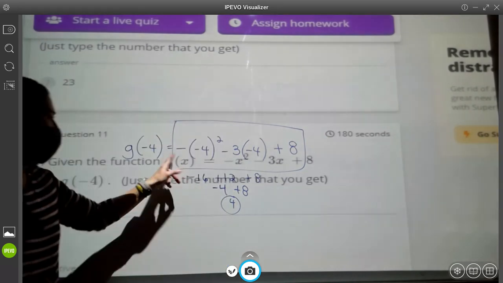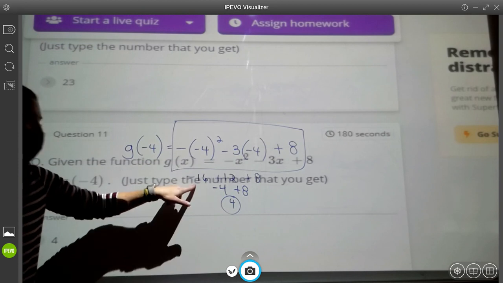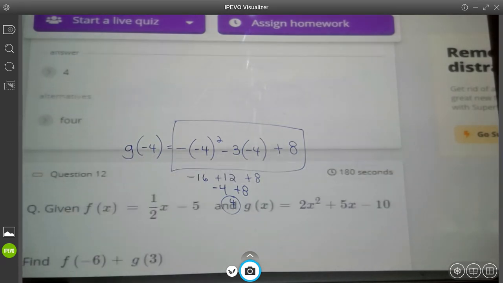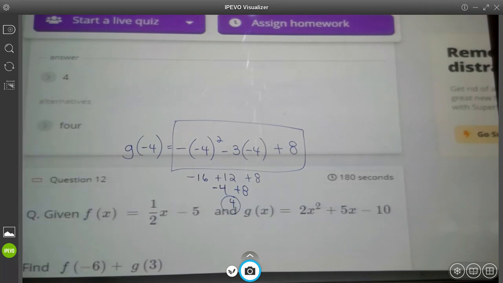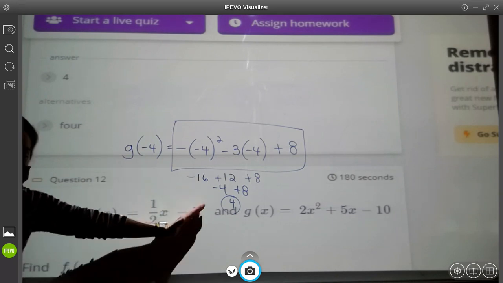Number 12, I gave you two functions. First, I give you f of x equals 1/2 x minus 5. Then I give you g of x equals 2x squared plus 5x minus 10. I want you guys to find f of -6 plus g of 3. Guys, this is 3 problems in one.